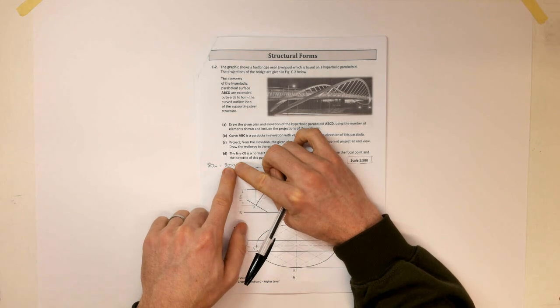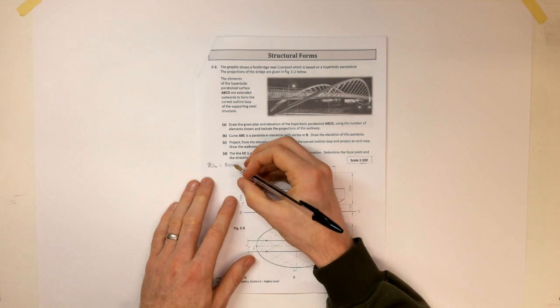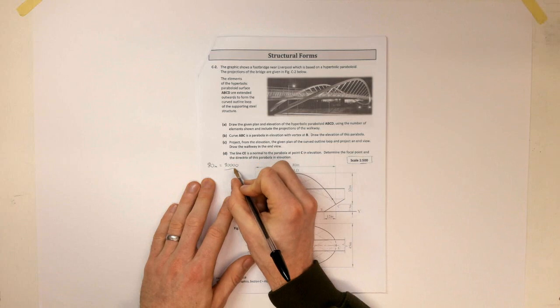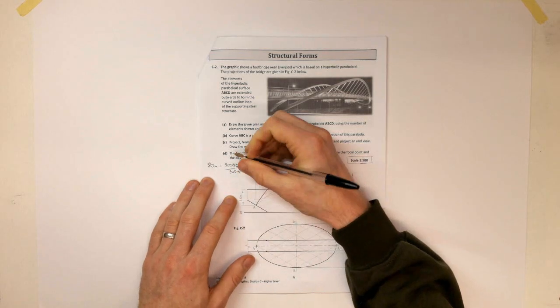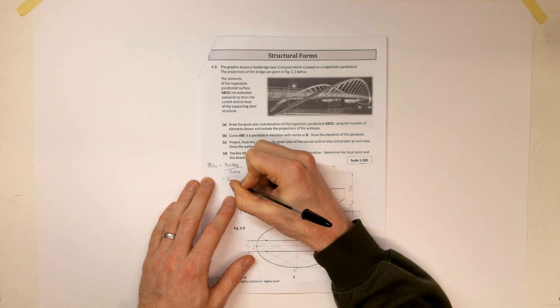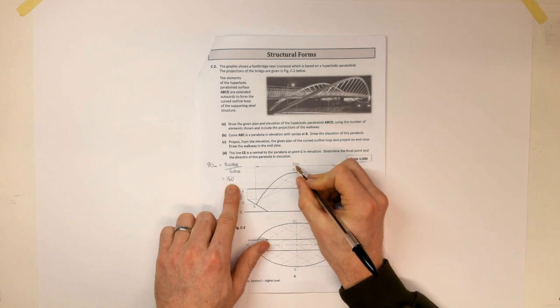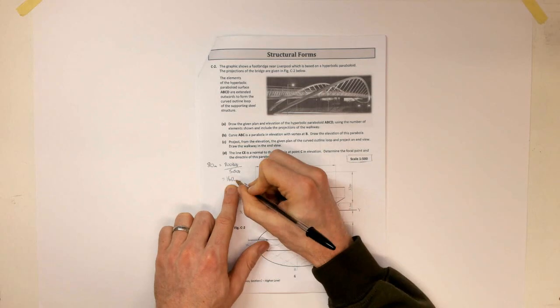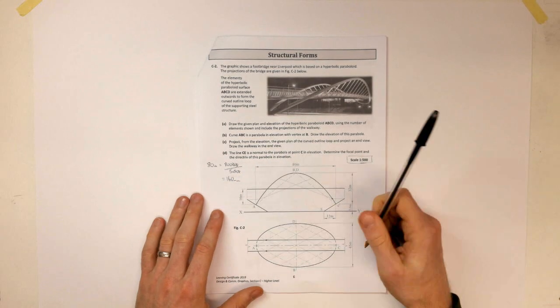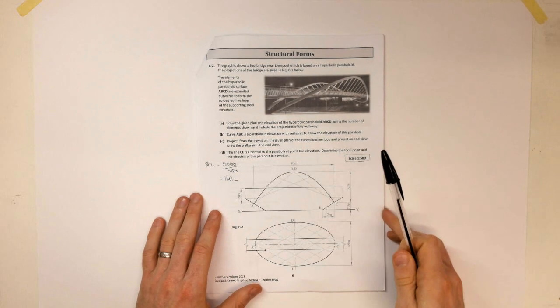Multiplied by 10, that's how many millimeters in a centimeter, so 80,000 millimeters. To convert that, we want to divide 80,000 by 500, and that gives me 160. So that 80 meters, when we go to measure it on our drawing, is going to be 160 millimeters. We can use that formula then to convert everything on our drawing.